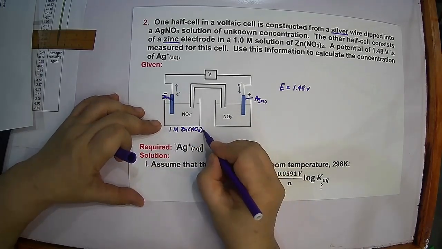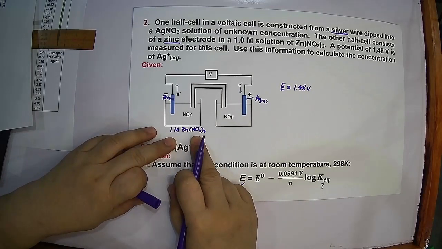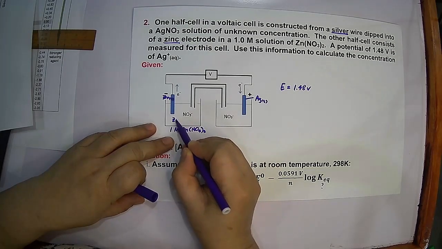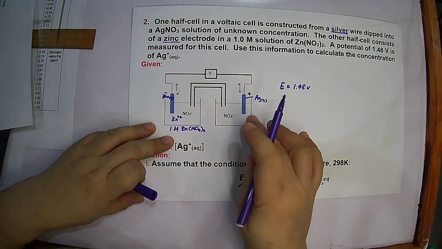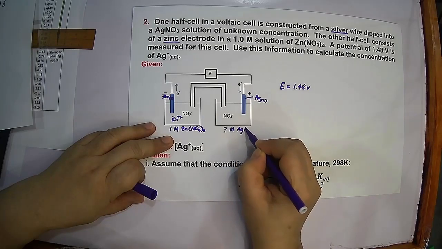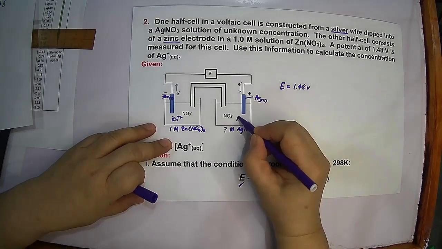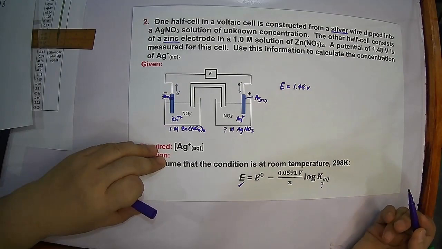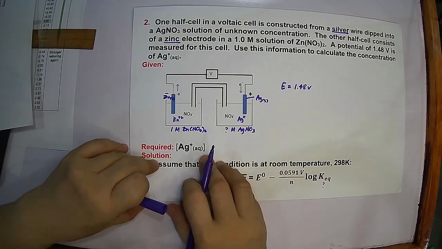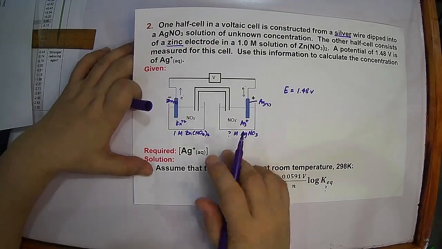So that means that if the zinc nitrate is in an aqueous solution, it will be ionized to zinc ion and nitrate ion. On the other hand, you have an unknown concentration of the silver nitrate, by the way. So here you will have silver ion and the nitrate ion as well, because nitrates are very soluble in water. So they would be highly ionized in water.